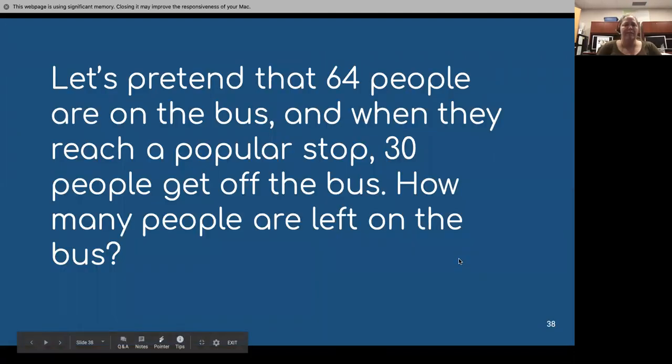So I put this problem together to help with the last strategy that we're going to talk about from the continuum tonight, and that is, here's the problem. Let's pretend that 64 people are on the bus, and when they reach a popular stop, 30 people get off the bus. How many people are left on the bus?